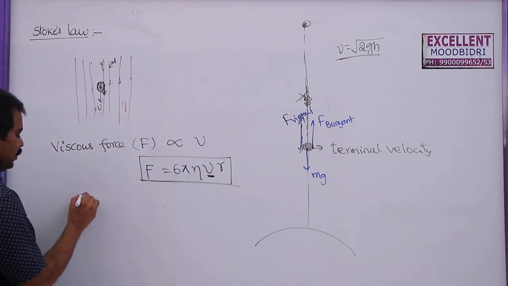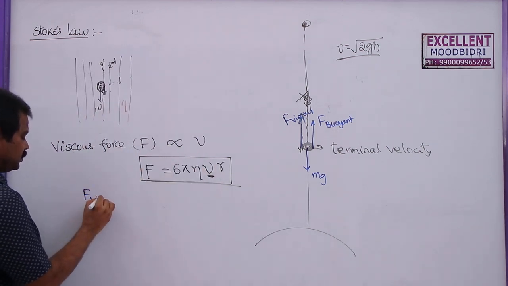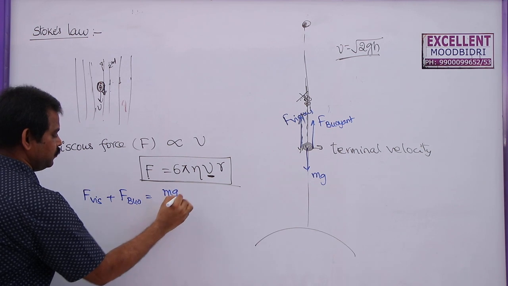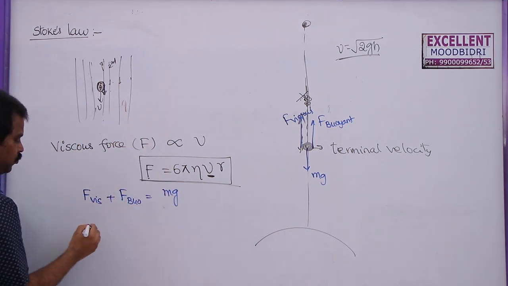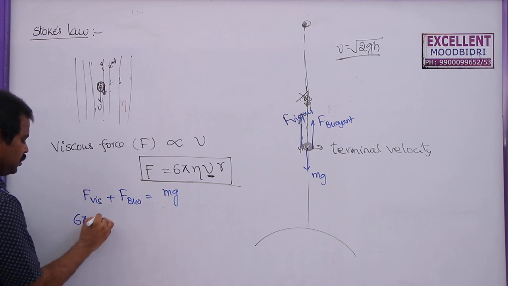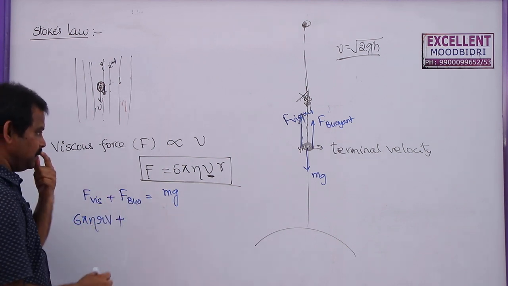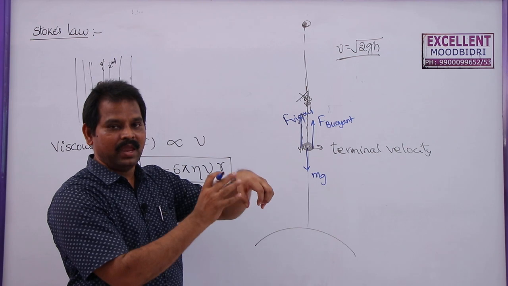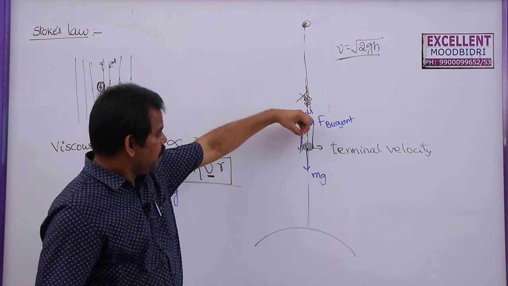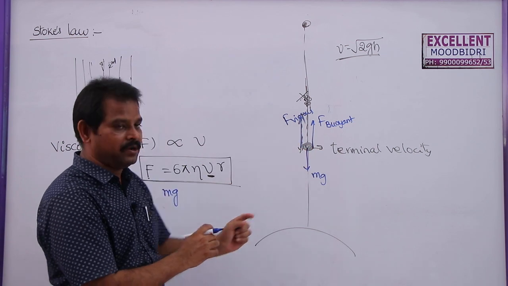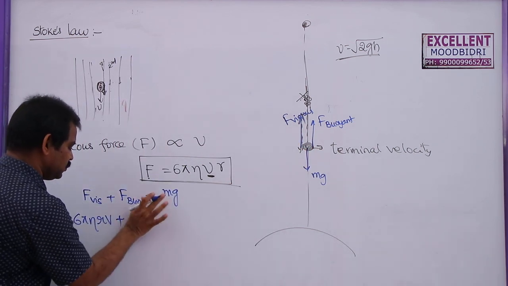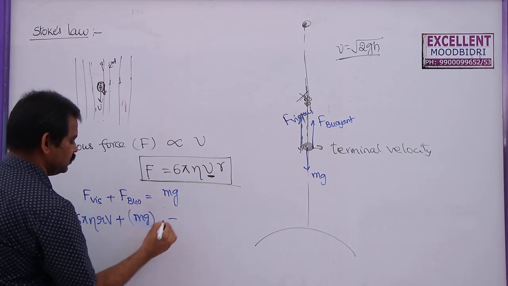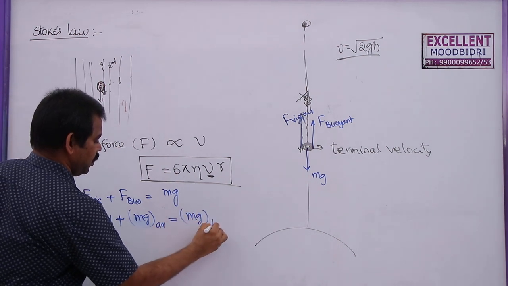So I am going to write this. Upward forces, F viscous plus F buoyancy, are equal to the weight of this raindrop, or any body which is falling through the fluid. The viscous force formula is 6 pi eta R V, plus the buoyancy force. Generally, if a body is placed in water, what is the buoyancy force? The weight of the water displaced by the body. Here, it is the weight of the air displaced by this raindrop, that is, mg of the air displaced, equal to mg of the raindrop.